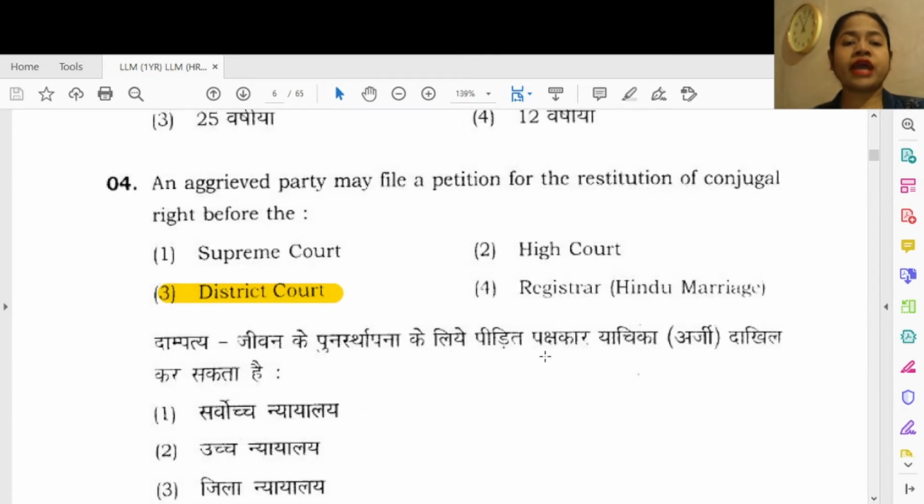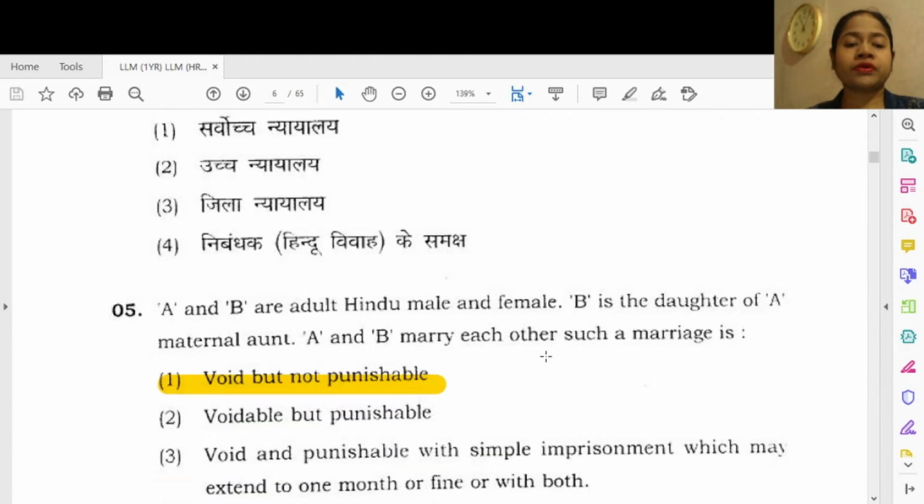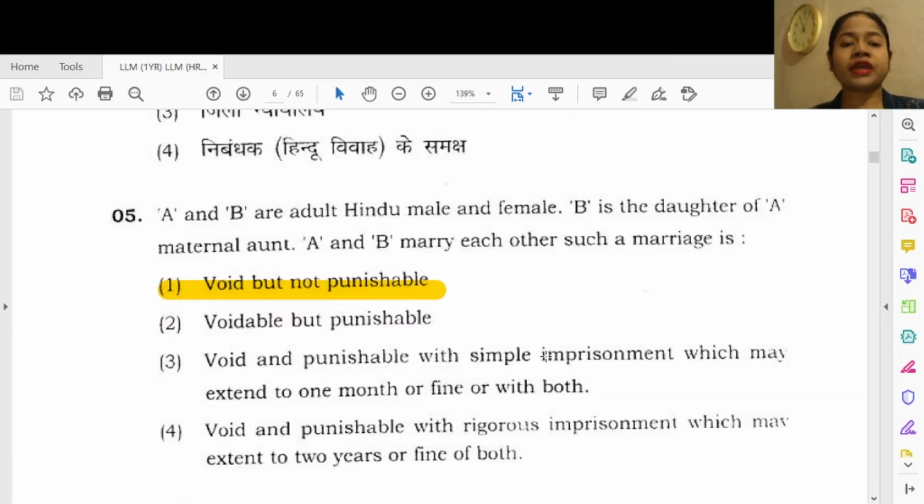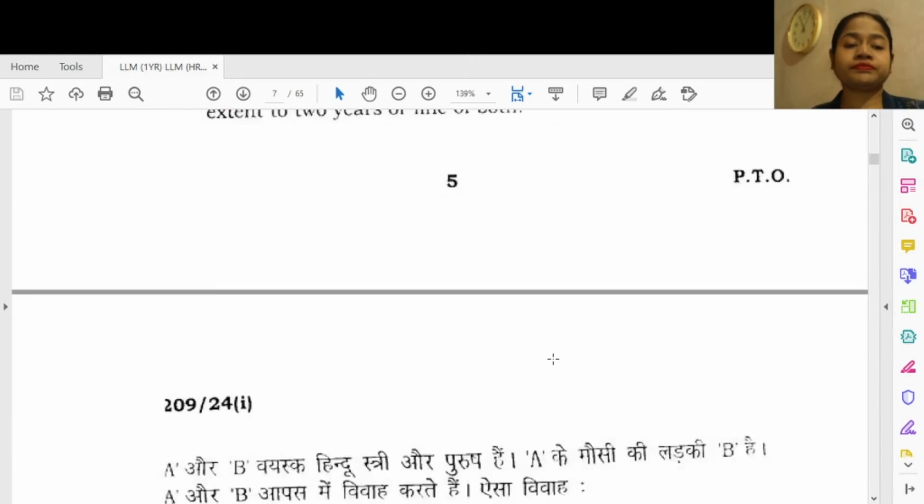Question number 4, an aggrieved party may file a petition for the restitution of conjugal rights before, this is option number 3, district court. Question number 5, A and B are adult Hindu male and female. B is a daughter of A's maternal aunt. A and B marry each other. So in this case, such a marriage is void but not punishable.